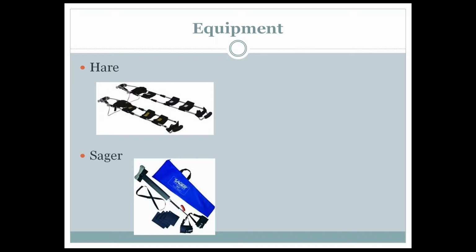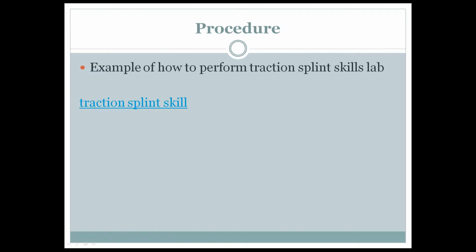And this is the equipment with the traction splint. You have the Hare and the Sager splint, so depending on what your department uses, you might possibly have both and can decide which one's going to work better for you.